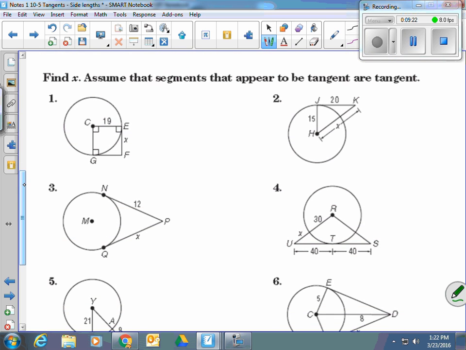Okay? Look at number one. Somebody tell me, what is this line right here called? Radius. A radius? What would this line right here be called? Radius. What do you know about it? It's the same thing. It's 19, right?